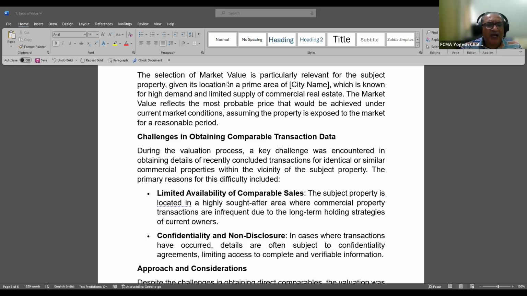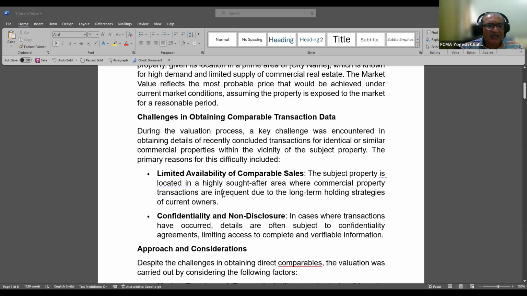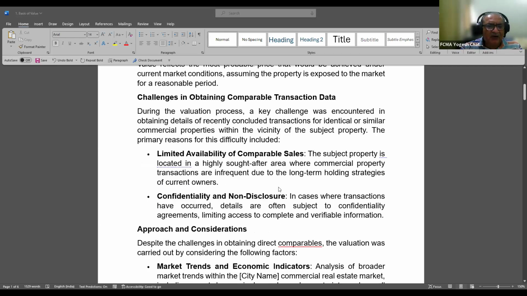And what are the primary reasons for that? The primary reasons for this difficulty are the limited availability of comparable sales. The subject property is located in a highly sought-after area where commercial property transactions are infrequent. Many times we come across this in our real life also.